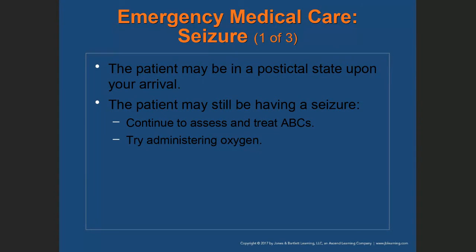Right, so continue to assess and treat ABCs. Try administering oxygen. Right. So thrombolytic is basically a medication that is given via IV route. It's going to break up the clots. That's it in a nutshell. I'm not going to go any deeper than that, but it's the medication that is going to break up the clot, but it has to be given within a specific time frame. That's what thrombolytic therapy is.